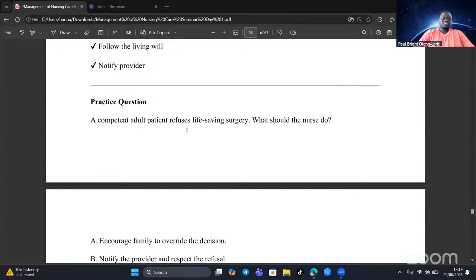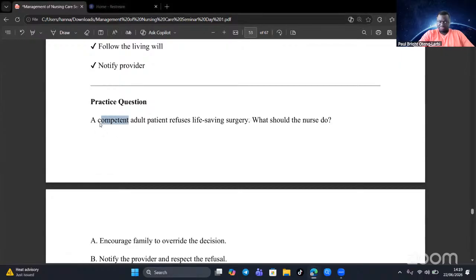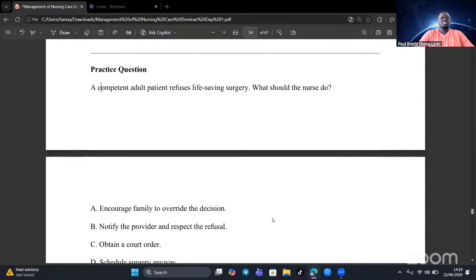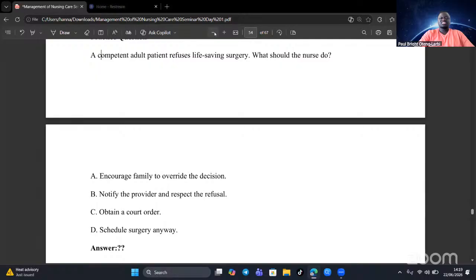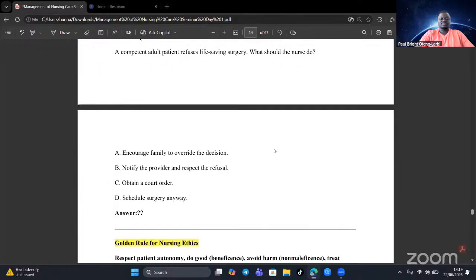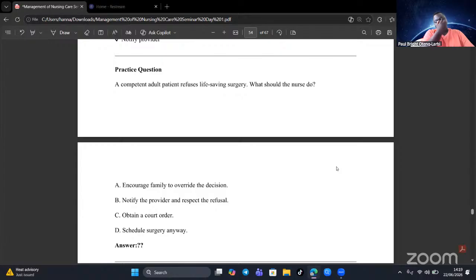A competent adult patient refuses life-saving surgery. Competent adult. What should the nurse do? What do you think is the answer? Respect the patient. That's autonomy. The person doesn't want to do it, so you respect it. Okay, so you go for option B, right?